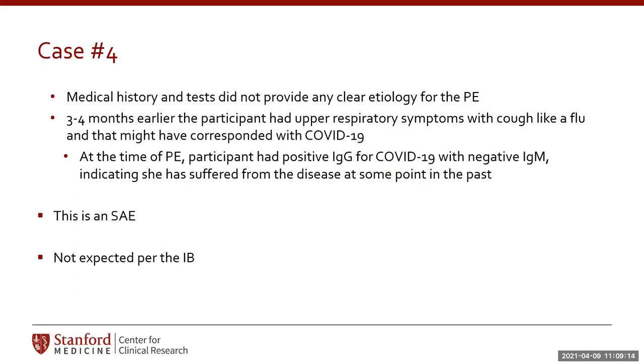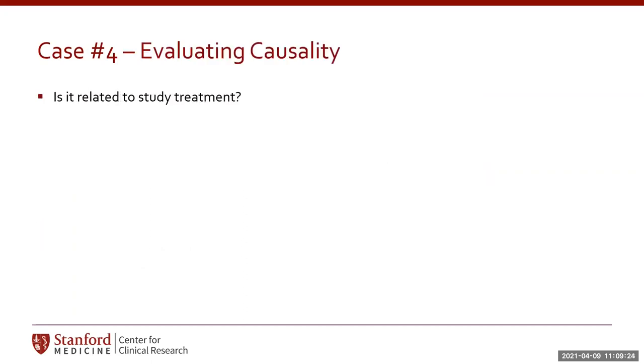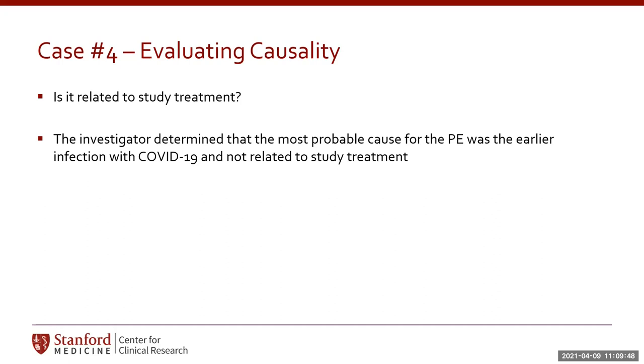And indeed, this is very much a real life situation with a study drug where this safety signal was detected. So this was something that, again, the research sites, coordinators and principal investigators had to determine: is this related to study treatment? The question is here, is it related to study treatment? And the investigator thought the probable cause for the PE was the earlier infection with COVID because of the IgG.